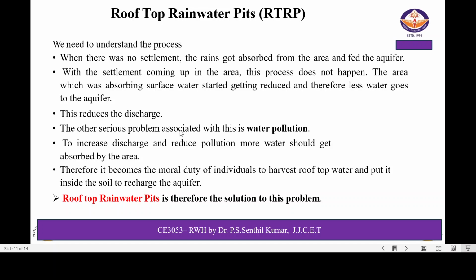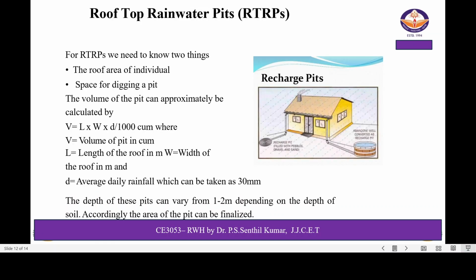Next one is the other serious problem associated with this is water pollution. Next one is to increase discharge and reduce pollution, more water should get absorbed by the area. Therefore it becomes the moral duty of individuals to harvest rooftop water and put it inside the soil to recharge the aquifer. Rooftop rainwater pits are therefore the solution to the problem. Next we will see the rooftop rainwater pits.